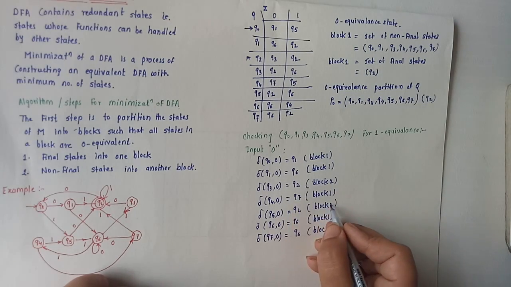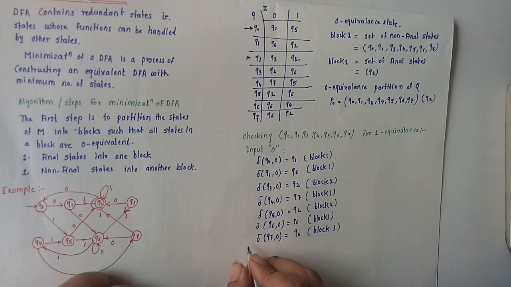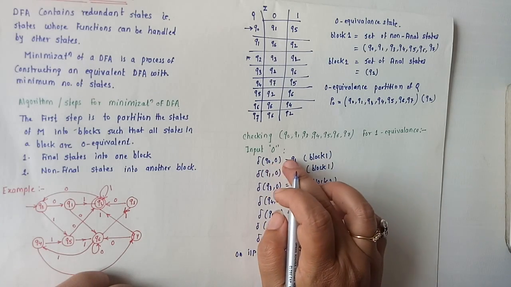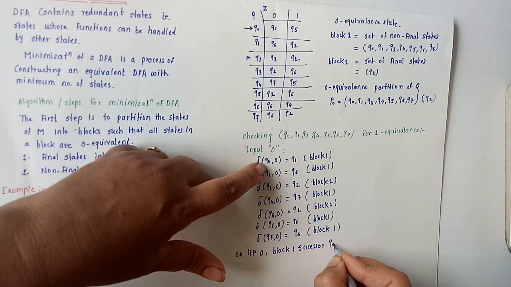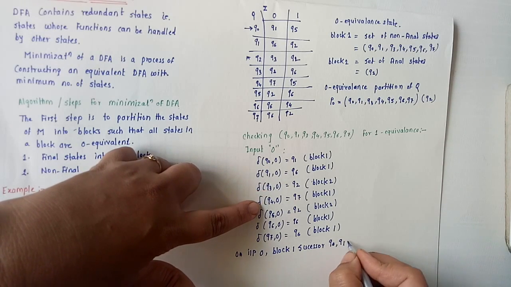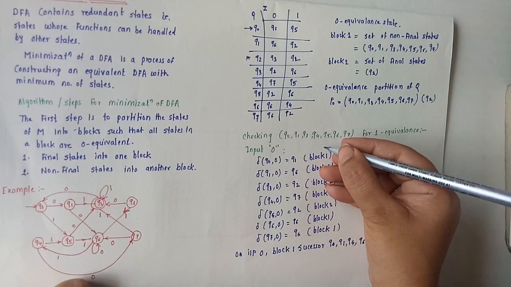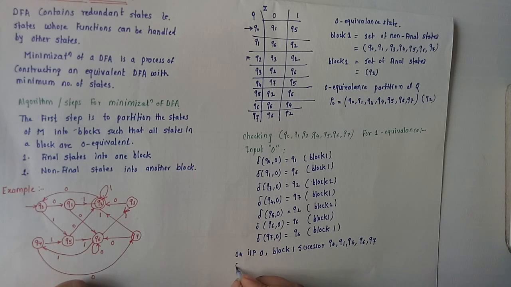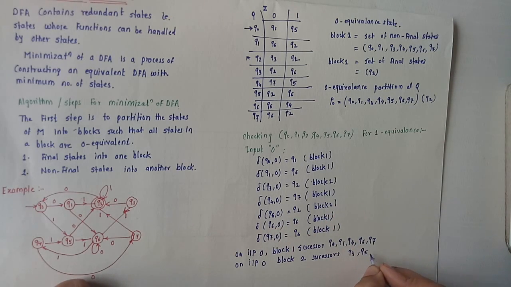Now there are two states, q5 and q3, that are in block 2, while the others are in block 1. So on input 0, the block 1 successors are: q0, q1, q4, q6 and q7. Wherever there is block 1, we find its successors from here. Again on input 0, the block 2 successors are q3 and q5.